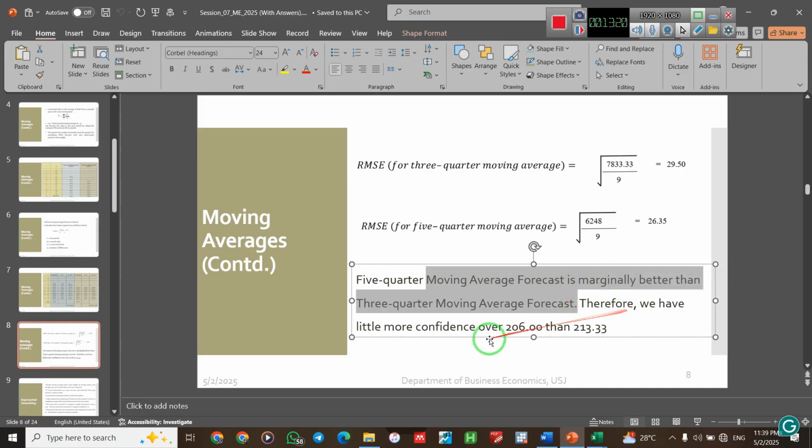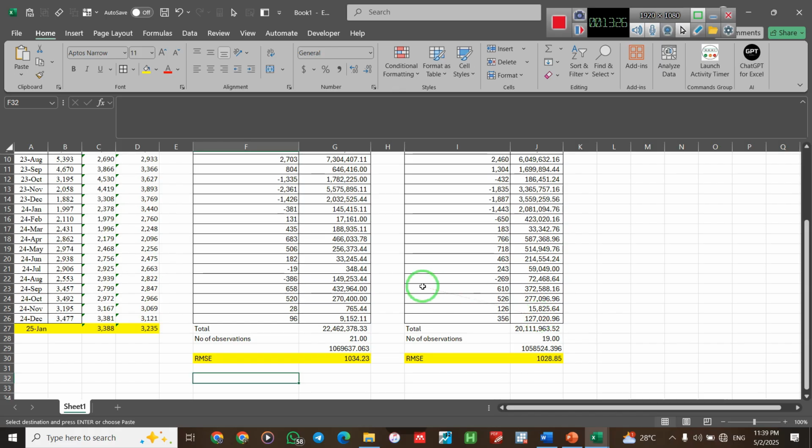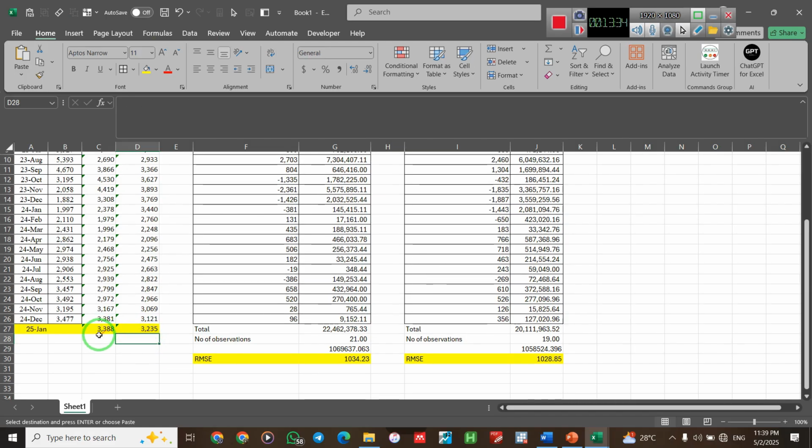Therefore we have little more confidence in 206 than 213. So in our case we have more assurance toward this 3235 figure than this figure.